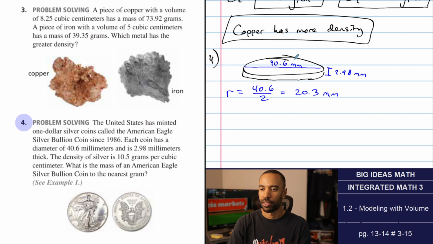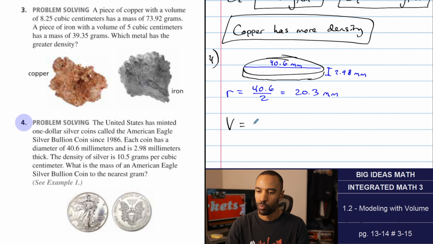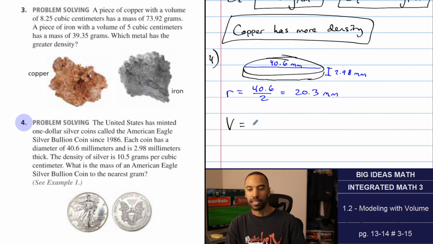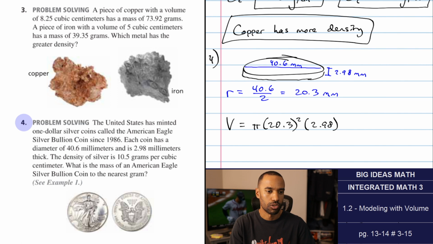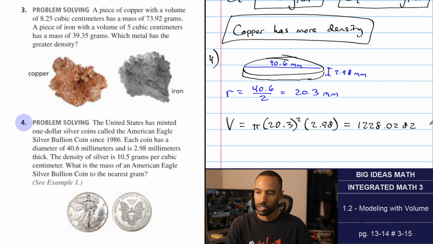So let's now figure out the volume, which will be the area of the base, pi r squared, times height. Let me do that with the calculator. I'm going to leave it in terms of pi to keep it exact. So 20.3 squared times 2.98, and let's leave the pi out of that. So we're getting 1,228.0282 pi cubic millimeters of volume.